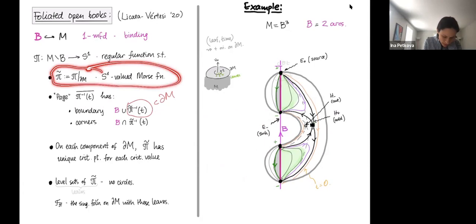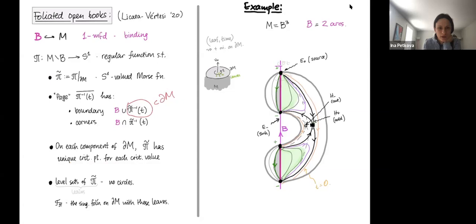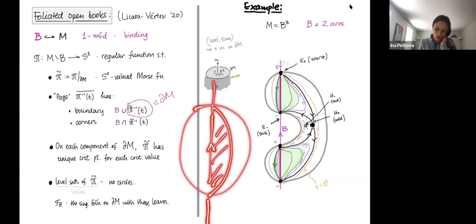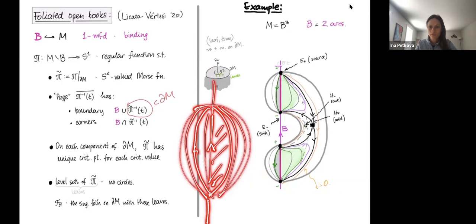So what about this Morse function? I'm going to want it to have a unique critical point for each critical value. So I don't want more than one thing at a time to be happening. I'm going to have that surface page evolving through time, and I don't want more than one thing at a time to be changing, okay? I'm going to want the level sets of my S1 valued function restricted to the boundary to not have circles. So here was my ball. That was the binding and here was one page. If I just look at the portions of the pages that are on the boundary of the manifold, I get to foliate that boundary, right? Okay. And so that's why they're called foliated open books, because secretly I'm going to keep track of how this boundary is foliated, the boundary of M.